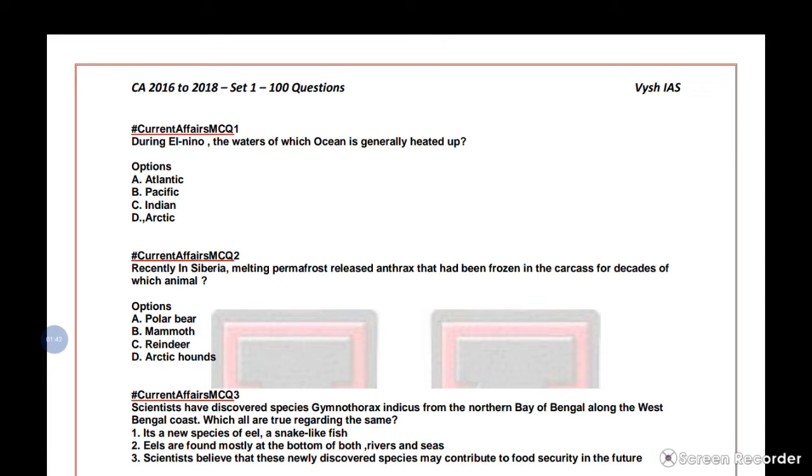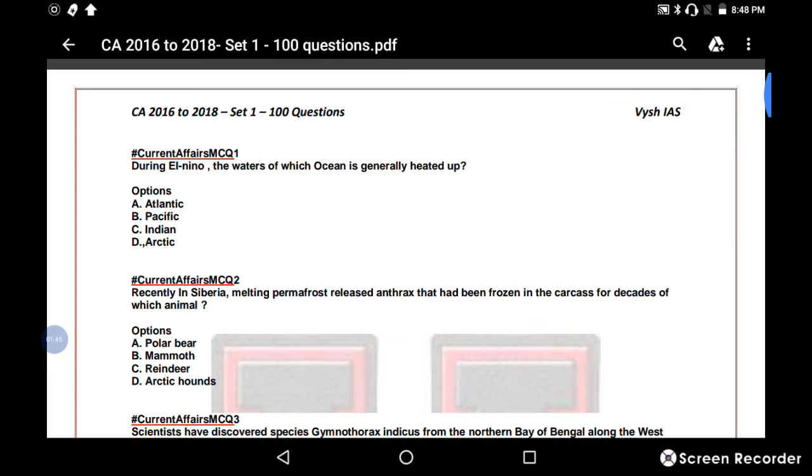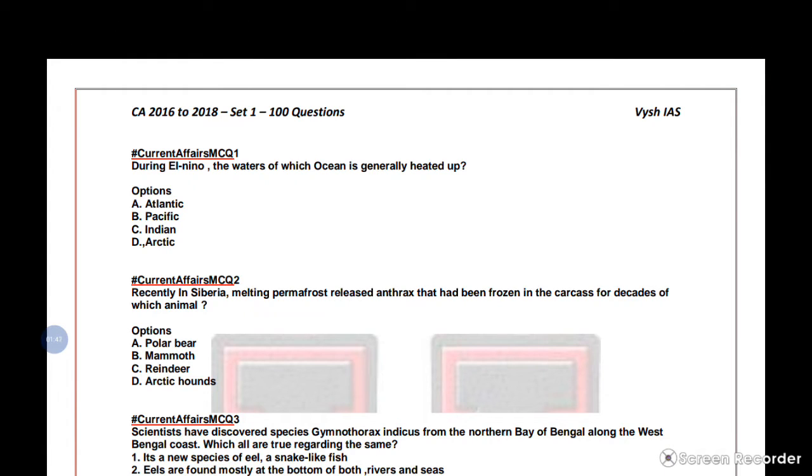This is the PDF which you see on screen. It is the current affairs 2016 to 18 compilation, which has 10 sets. It is also part of the 65 tests which we offer to students, so other than this, there are 55 tests. These 10 tests compile current affairs from August 2016 to May 2018, that means till last year's prelims. That was the compilation we did at that time.